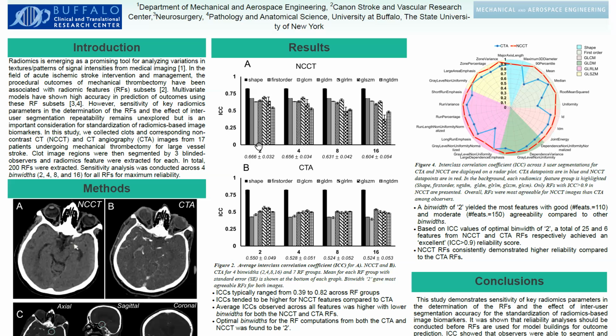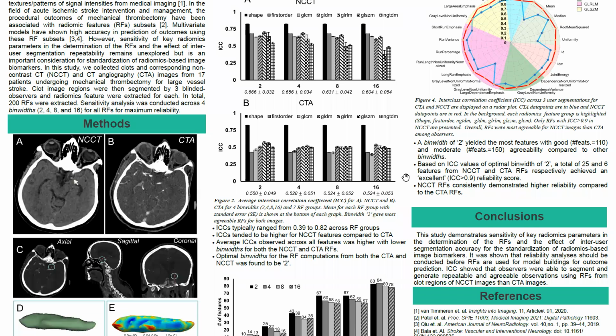So going from left to right, you see an increase in the value of bin width, but a decrease in the average value of interclass correlation coefficient, basically showing that with increasing bin width, you saw a decreasing reliability of radiomic feature computation. Similarly, what we saw in CTA images was also a very similar trend where, going from left to right, the value of ICC decreases.